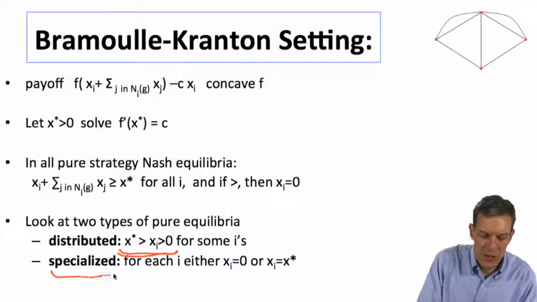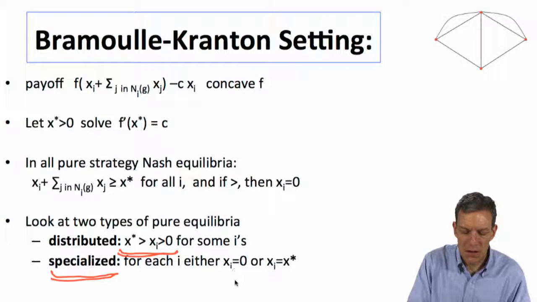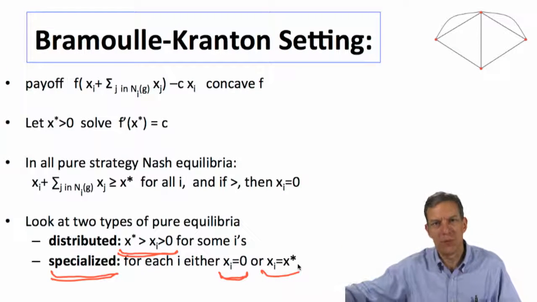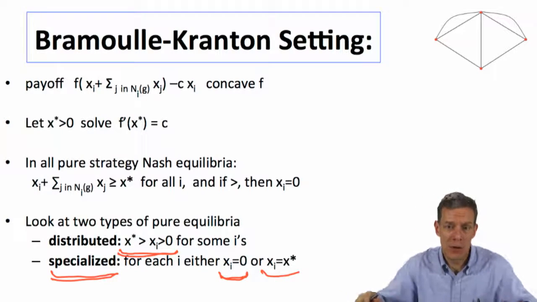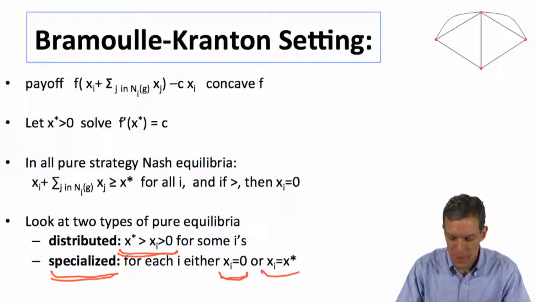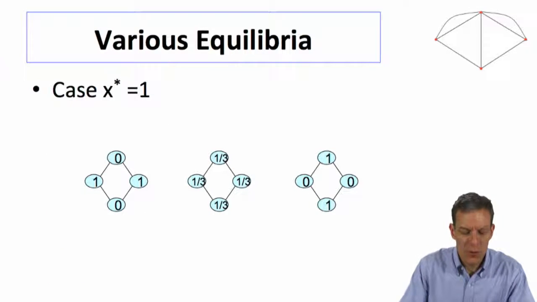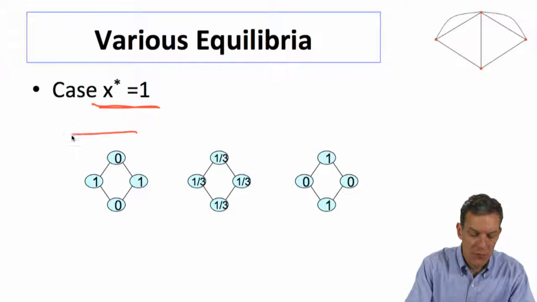And then there's specialized equilibria where some people take actions and others don't, and where basically the people who take actions are just going to specialize and produce the public good, just like in a best shot public goods game, and then those people around them are going to free ride completely. Okay? And so to get a feeling for this, let's have a look. Let's suppose that we'll just normalize x star to be 1. Here's a few different equilibria on different networks.